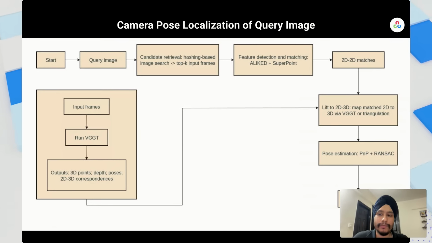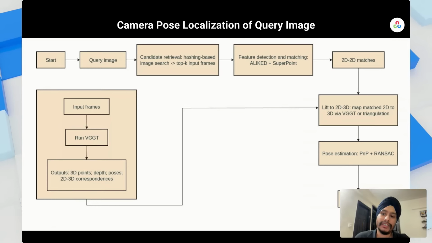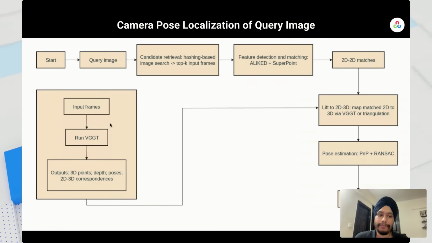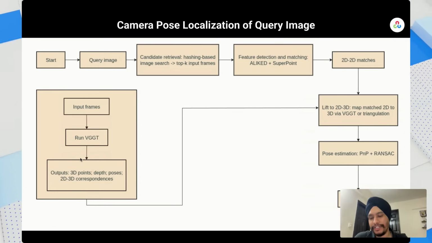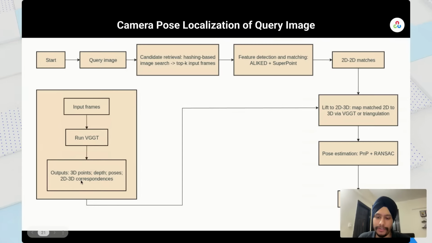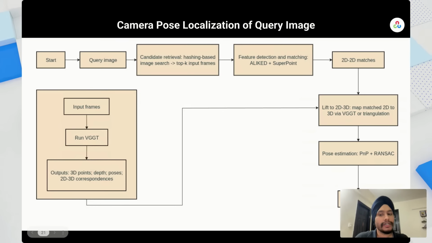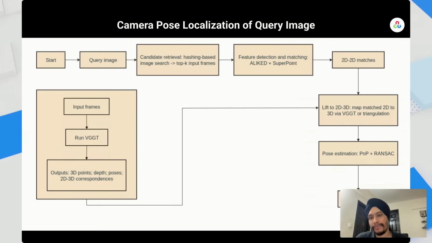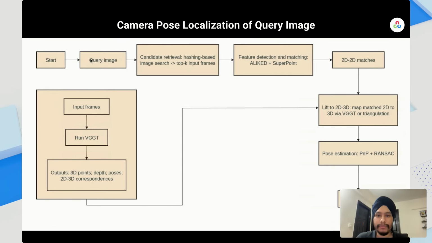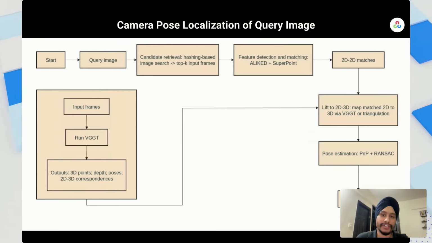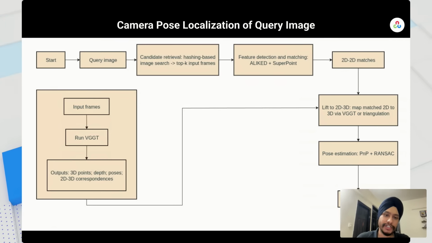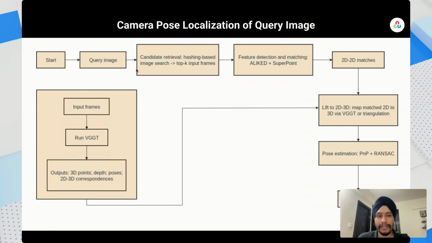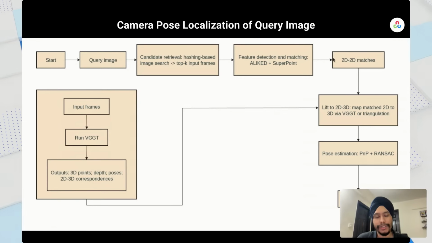So in a nutshell, this is the complete pipeline as a flowchart. This block is completely separate and needs to be done only once. This is a training block where you take the input frames, run VGGT and store the 2D to 3D correspondences out of it, right? Then you come with a query image, do the candidate retrieval first, find out the top 5 frames, run a separate feature detection and matching on the training frames and the query image. You have the 2D matches.